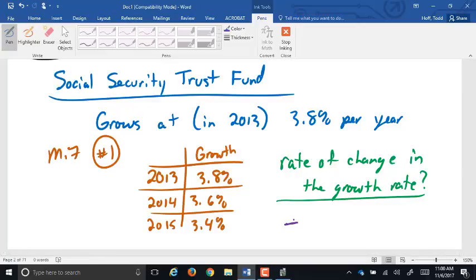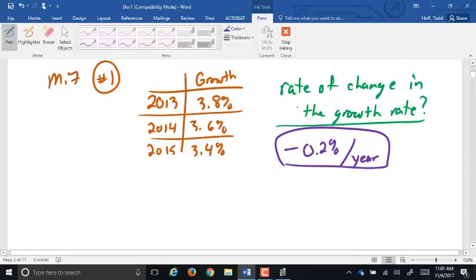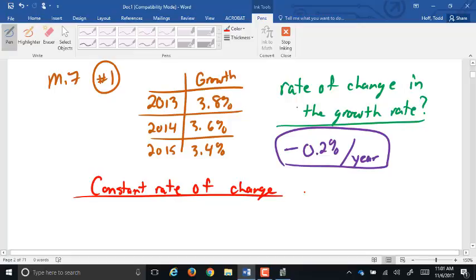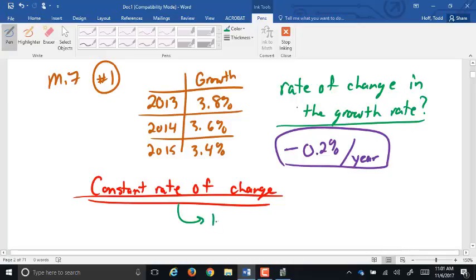Is it constant? Does it appear to be constant? And how much is it each year? 0.2%. Yep, okay. 0.2% per year. And that is constant. If it truly continues that way, if it is a constant rate of change, what type of model is implied by the growth rate then? What type of model is represented by a constant rate of change? Linear, there we are.